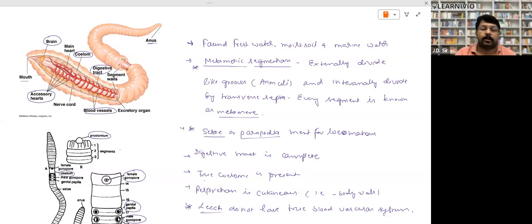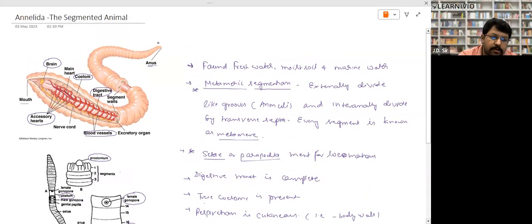Yes. Okay. So I'll discuss one by one. Please start noting down the general characteristics of Annelida. So first, Annelida means segmented worm. Annelida means segmented worm.